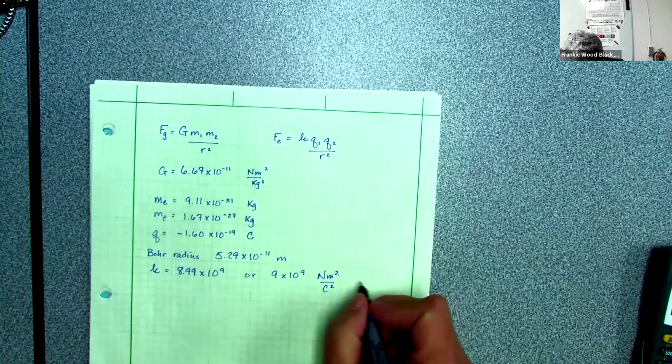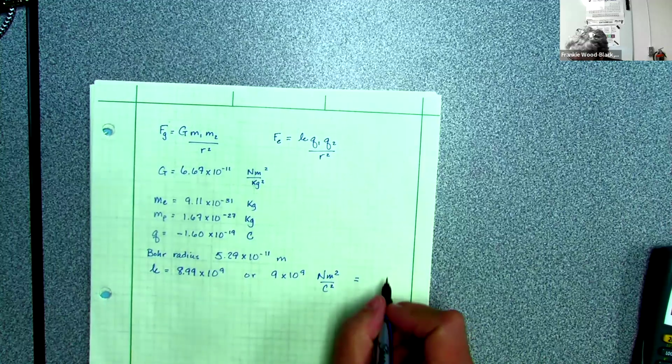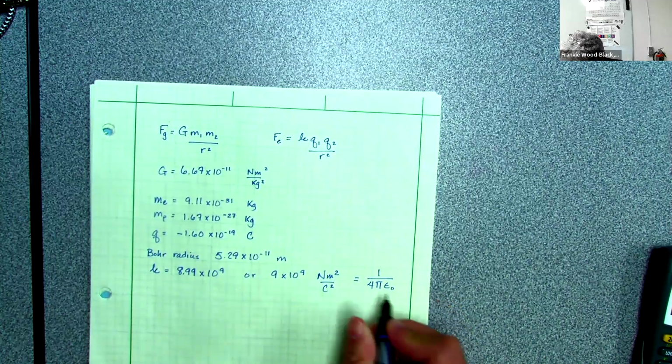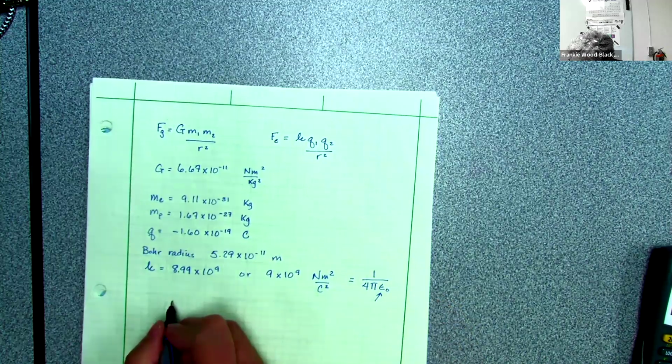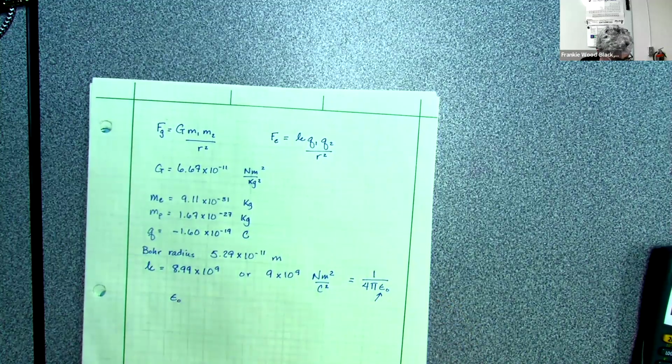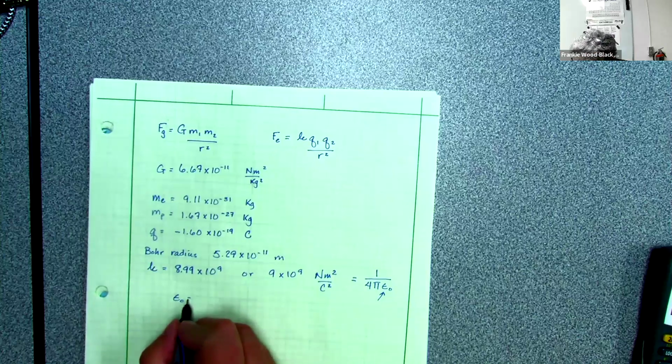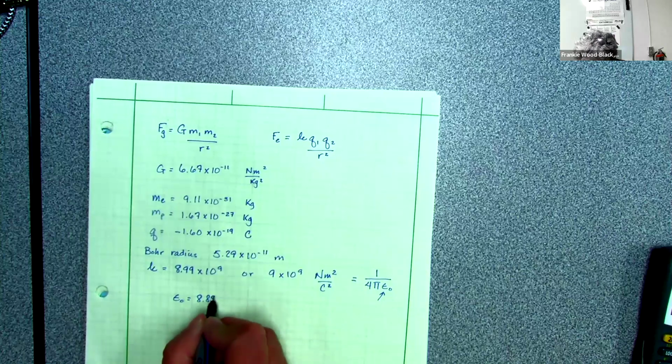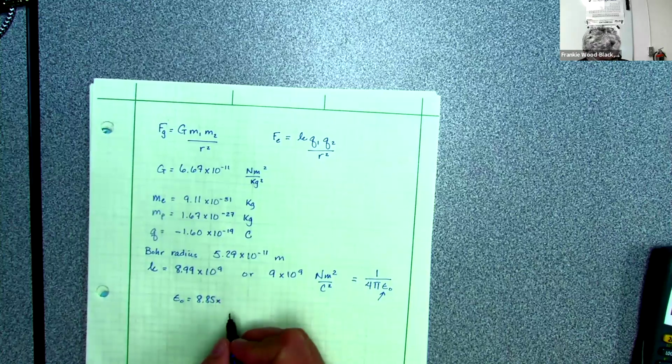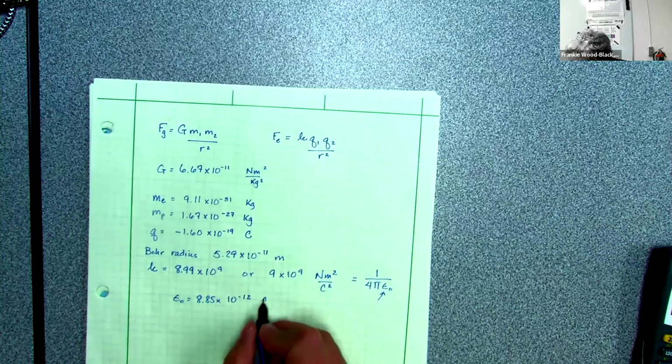And that is also equal to, since we're in the summertime, I want to go ahead and show you that that's equal to 1 over 4 pi epsilon, and this epsilon is known as the permittivity of free space. And that is 8.85 times 10 to the minus 12 coulombs squared over Newton meters squared.